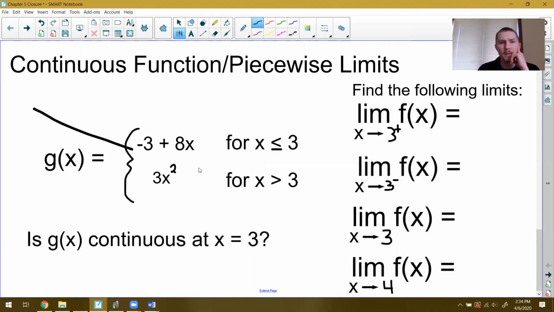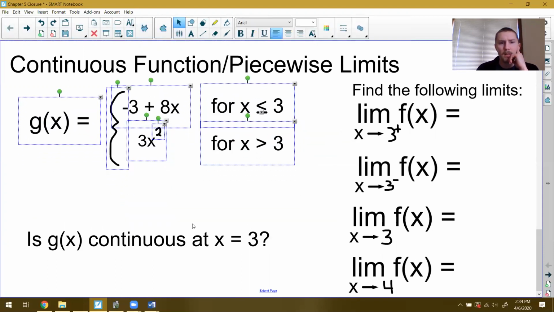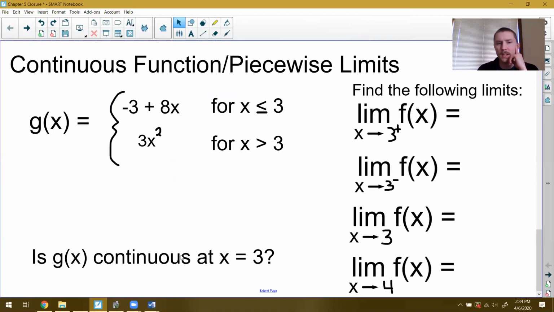in this case, this is the function that I'm given. Okay, and I'm going to ask myself a couple questions. Number one, is it continuous at x equals 3? In order to answer that continuous question, I'm going to actually answer all these limit questions over here.